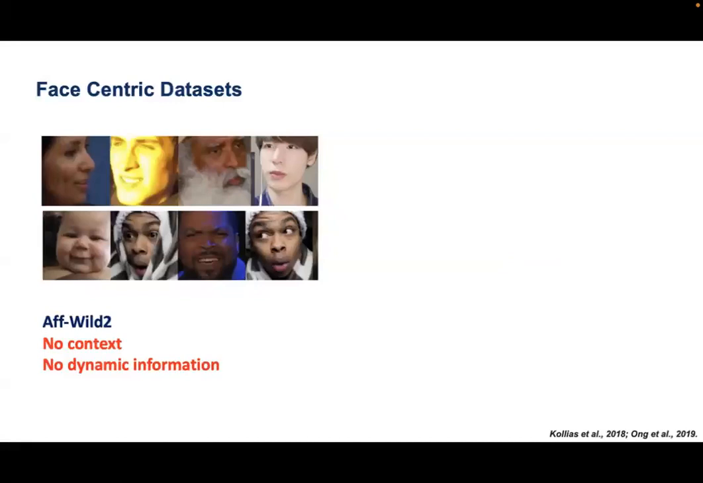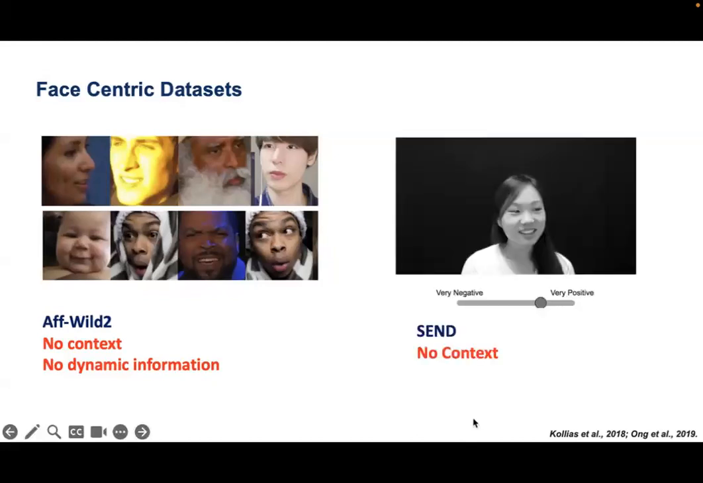Some example datasets are the Affect Wild 2 dataset, which only includes facial information. It has no context, and it also has no dynamic information. Dynamic information is important because context isn't just about spatial context, but it's also about temporal context. There is the Chen dataset, which does incorporate temporal context. So it includes videos, but there is no spatial context in this dataset.